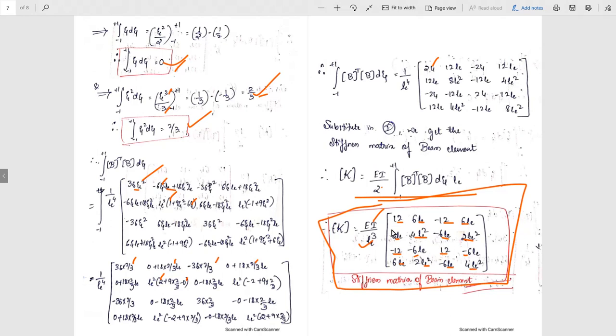Just remember these first 4 terms. The same thing you write here, but instead of 4 LE square, you write 2 LE square here, and these two will be minus, and this will be the same. These 4 terms and these 4 terms. And by the stiffness matrix property, the stiffness matrix is always symmetric. So these and these will be the same, and these are the same, but these two will be minus. It's very easy to remember. So this is the expression for the stiffness matrix of the beam element. We will be using this to solve the problems.